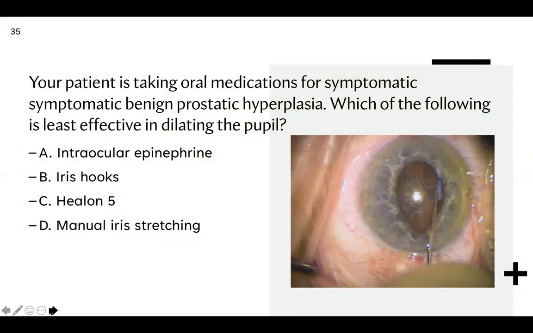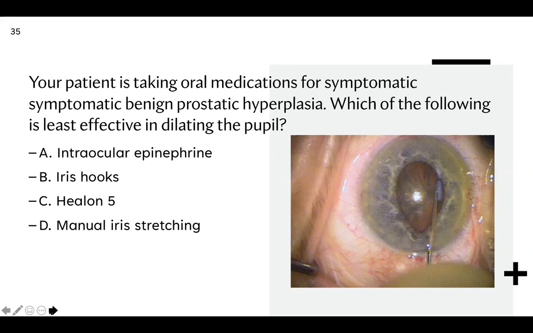Your patient is taking oral medications for symptomatic benign prostatic hyperplasia. Which of the following is least effective in dilating the pupil? Is it intraocular epinephrine? Is it iris hooks? Is it Malyugin ring? Or is it manual iris stretching? So we all know that taking medicines for BPH, you take an alpha blocker, which affects the alpha receptors present on the dilator pupillae muscle. One of the following maneuvers would not be effective in dilating such a pupil.